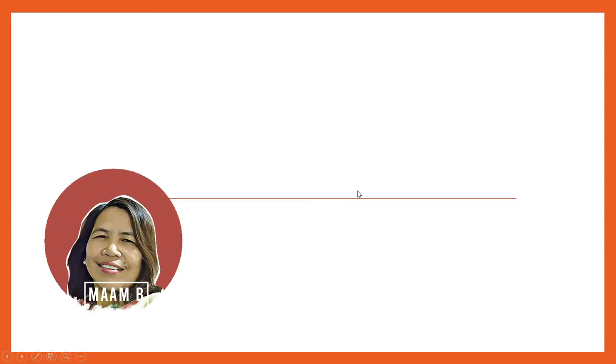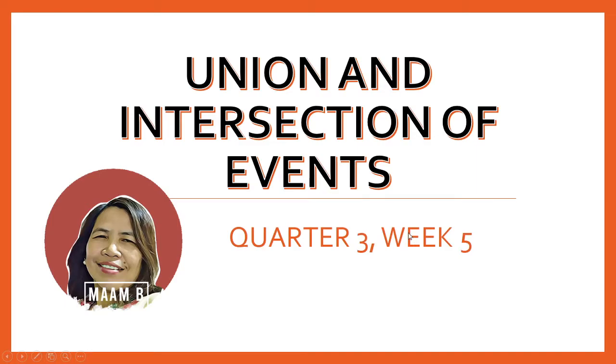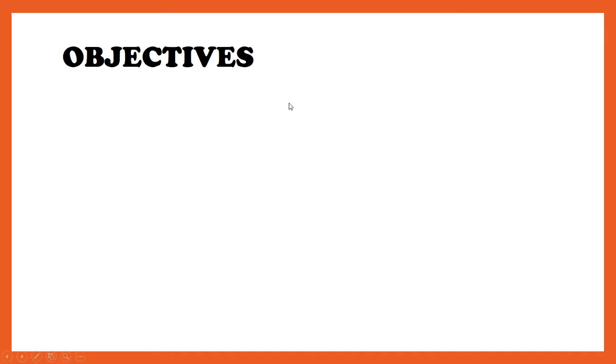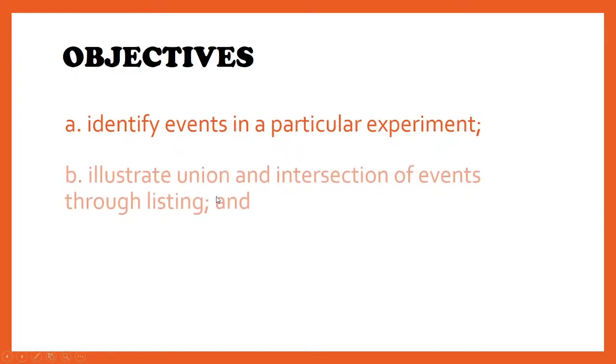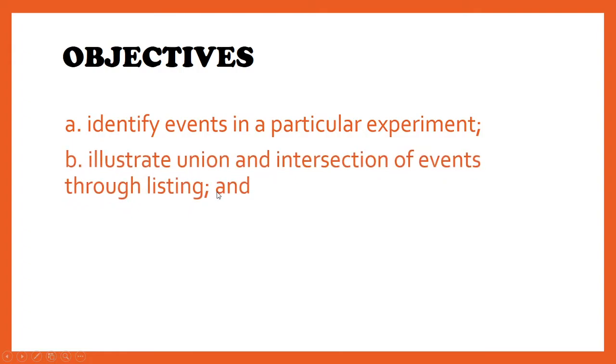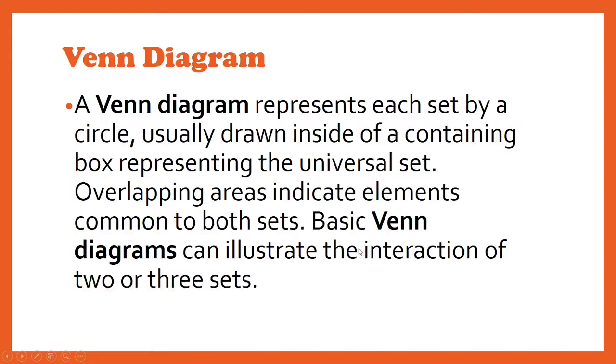So, for today, allow me to present to you my lesson about the union and intersection of events. We are now on week 5 of our quarter 3. The objectives of our lesson are as follows. Letter A, identify events in a particular experiment. Letter B, illustrate union and intersection of events through listing. And letter C, recognize the use of union and intersection of events in a real-life situation.